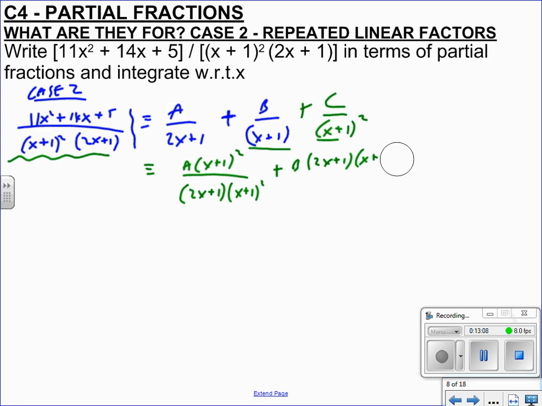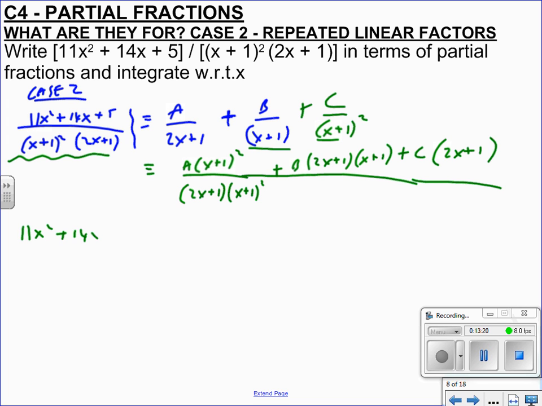Yeah? So plus 1. Additionally, C is missing a 2x plus 1. And now everything's the same. We can say top line is top line as bottom line is bottom line. So A(x plus 1) squared, plus B(2x plus 1)(x plus 1), plus C(2x plus 1). Nice. And now we can go for it, because we're trying to find A, B, and C, remember.